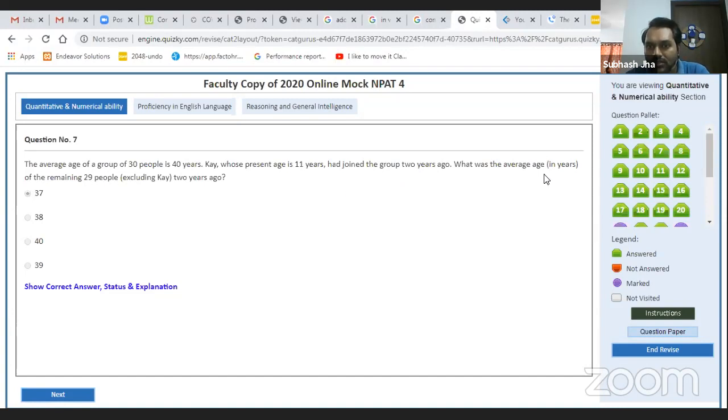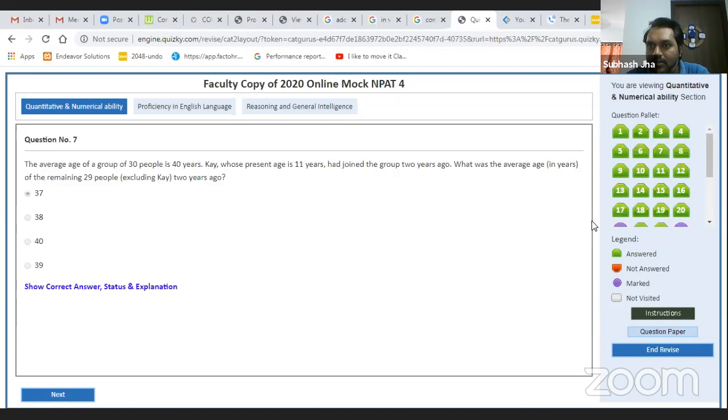So what was the average age of the remaining 29 people 2 years ago? Now the average age is 40 years. So 2 years ago average age will be 38 years. But one person's age was less than the average, so the remaining persons' ages will be more than the average. And since 2 years ago the average should be 38, for the remaining 29 people, the average would be more than that. So the correct answer will be 39 years. So 2 years ago the average age should be 38 years for 30 people. So for 29 people, it will be more because of one person, K, whose present age is 11, 2 years back his age would be 9 years.